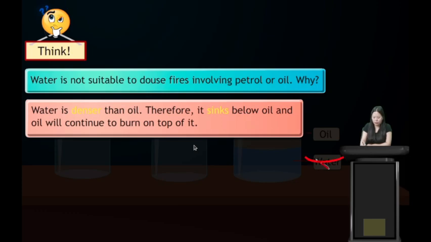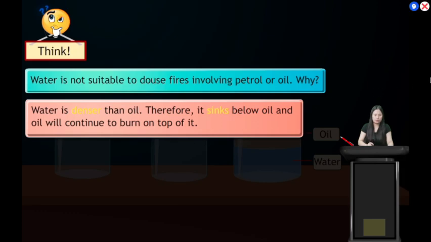Suppose you have a pot which contains oil and is on fire. Now when you pour water on this, the water will settle down at the bottom and the oil will continue to burn. That is why water is not suitable for fires involving petrol or oil. We can cut off the oxygen supply to stop the fire involving petrol or oil. We have seen that the boy gave the lid to his mother to cover the pot, to cover the utensil. So they cut off the oxygen supply and the fire stops burning.